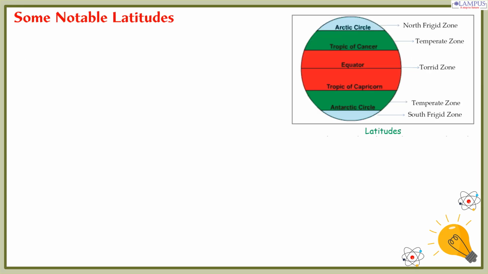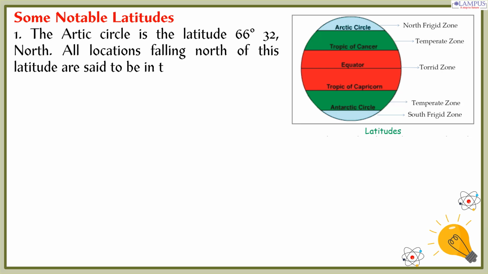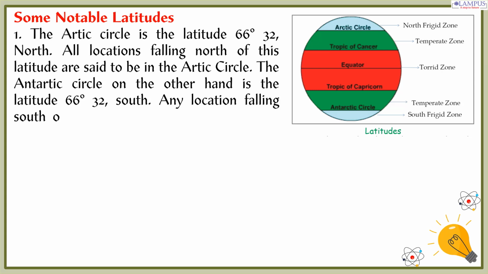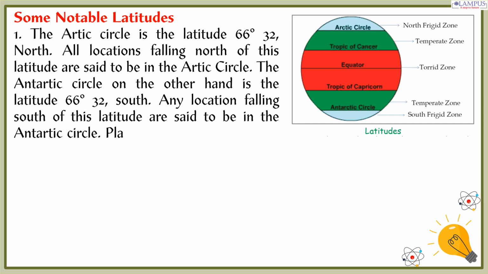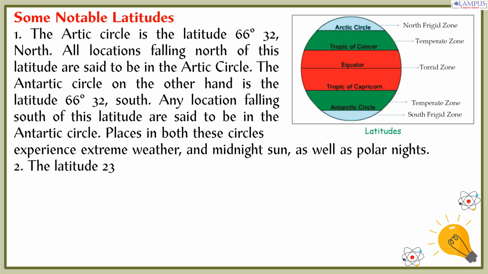Some notable latitudes. 1. The Arctic Circle is the latitude 66 degrees 32 north. All locations falling north of this latitude are said to be in the Arctic Circle. The Antarctic Circle, on the other hand, is the latitude 66 degrees 32 south. Any location falling south of this latitude is said to be in the Antarctic Circle. Places in both these circles experience extreme weather and midnight sun, as well as polar nights.